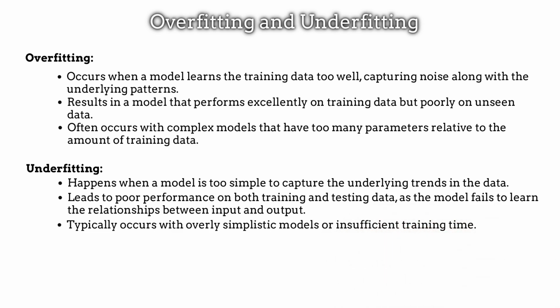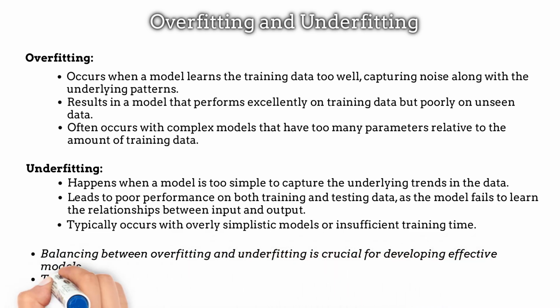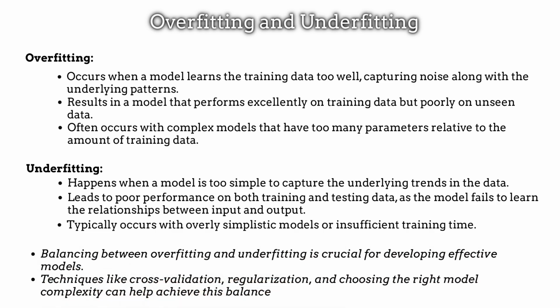A classic example of underfitting is using a linear model to predict a nonlinear relationship. Balancing between overfitting and underfitting is crucial for developing effective models. Techniques like cross-validation, regularization, and choosing the right model complexity can help achieve this balance, ensuring that the model is both accurate and generalizes well to new data.